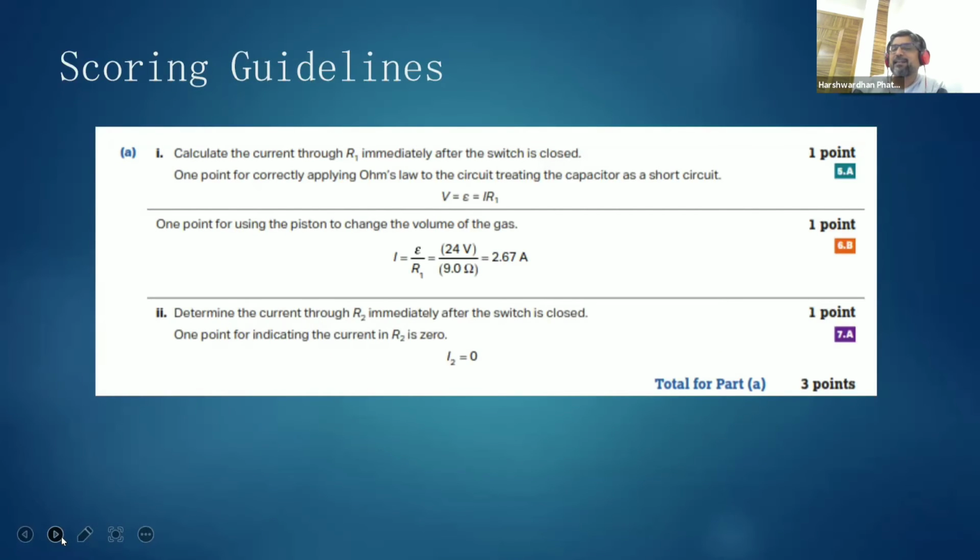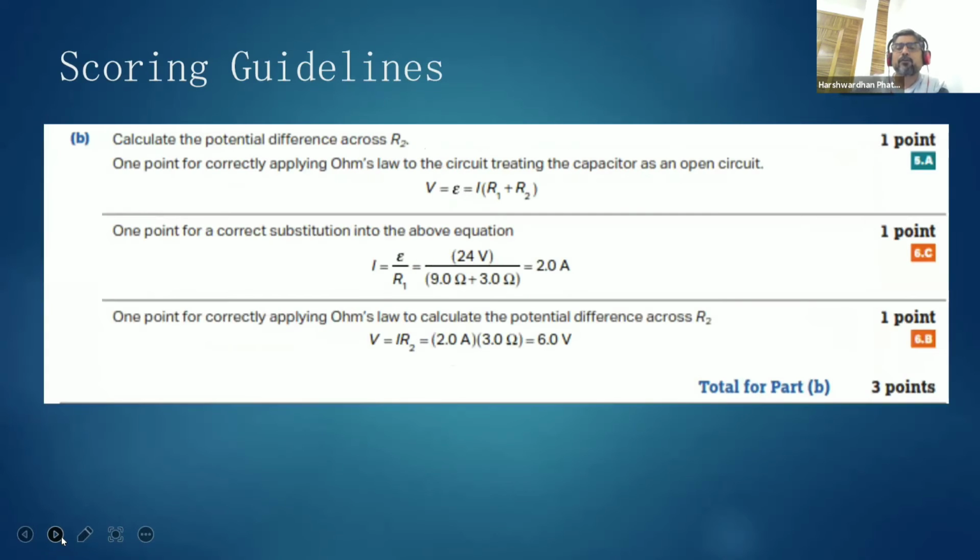This is the scoring guideline. As you can see, this is just a sample. So for example, the question that we were just having on the previous slide, you can see that if you write the first step, just the formula, you get 1 mark. 1 point for finding out the value of the current. Determining the current through some resistance, you get 0.5 as the answer, again 1 point. So part by part, they give you marks.